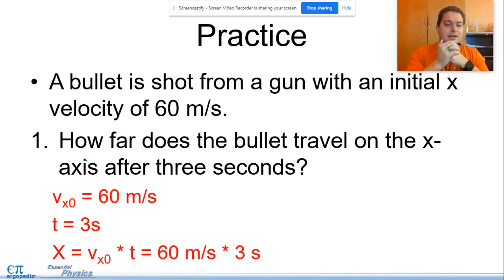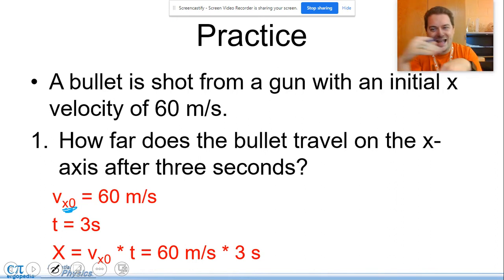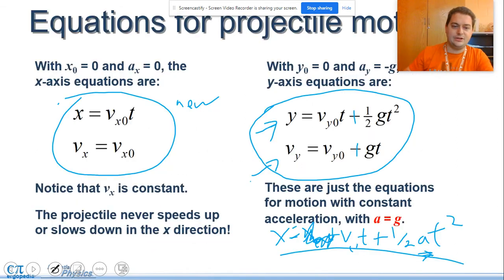Well, initial x velocity. So let's get into this little Vx0 thing here. V0 we said was initial velocity. Vx0 is initial x velocity. It's on the x-axis, okay? Because we have to distinguish between the x and y-axis. So initial x velocity is 60, and the time is 3 seconds. If we go back into our equations, it says x equals Vx0 times t. Well, x is position.